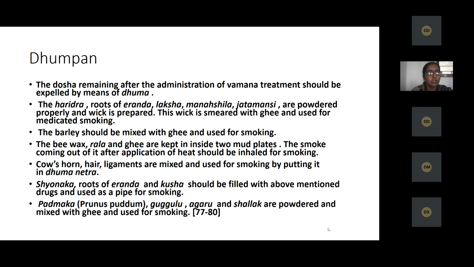For the dhumapana, haridra, root of eranda, laksha, manashila and jatamansi powder are powdered properly, a wick is prepared, and the wick is simmered with ghee and used for the medicated smoke. Barley also we can use; the barley should be mixed with ghee and used for smoking. Cow's horn, hair and ligaments are mixed and used for smoking. Padmaka, guggulu, agaru and shalaka are also used for dhumapana.